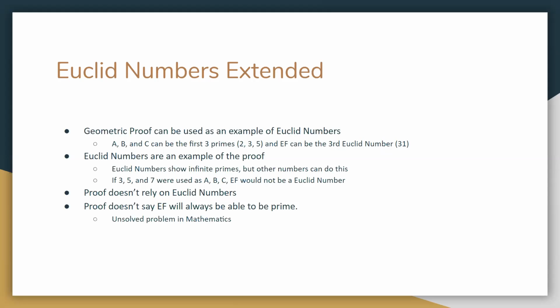Also, Euclid's proof doesn't say that EF will always be prime. This means that it is unknown if there are an infinite amount of prime Euclid numbers. And this is currently an unsolved problem in mathematics.